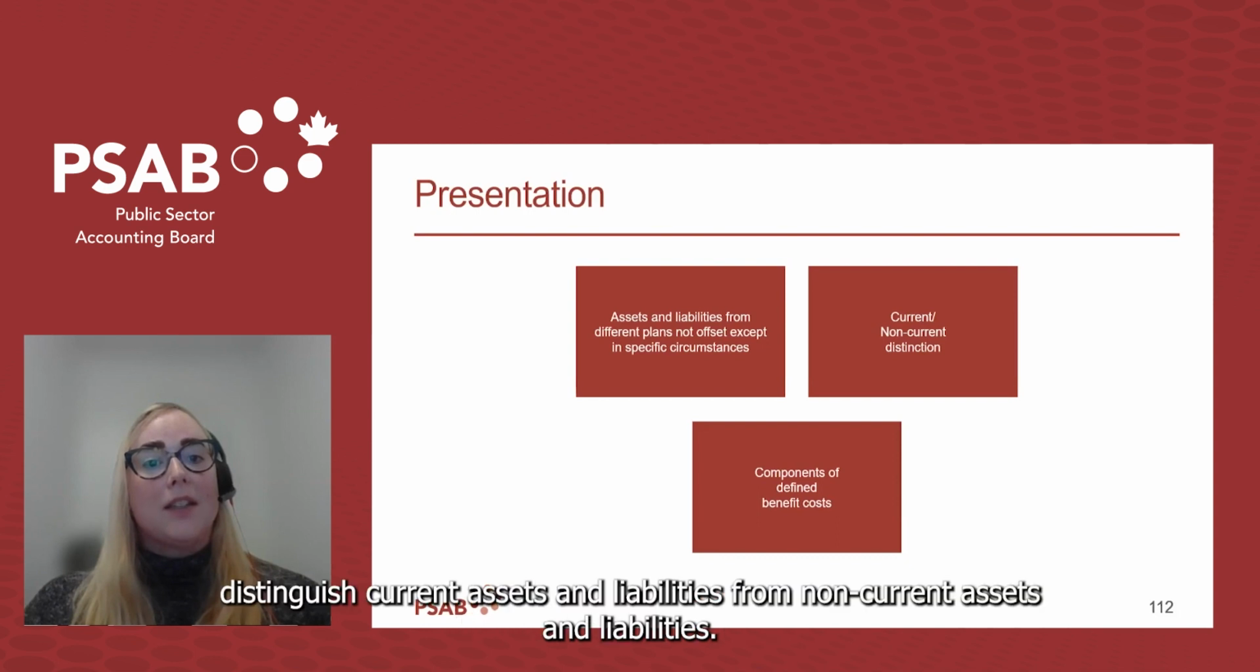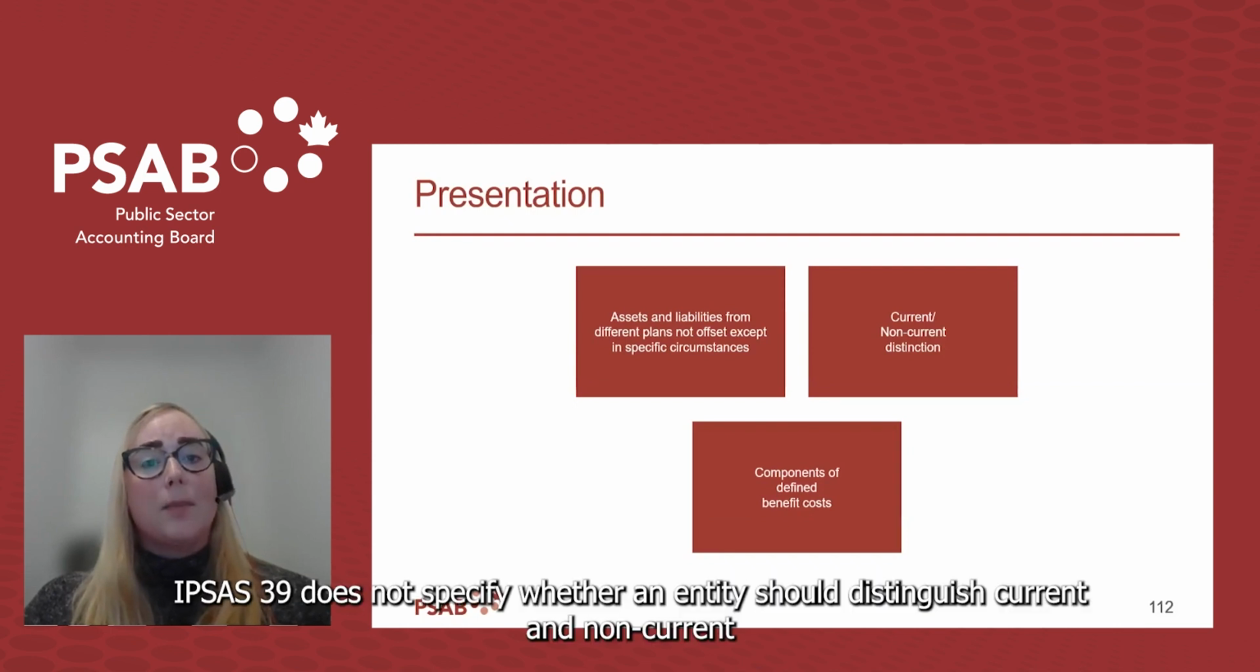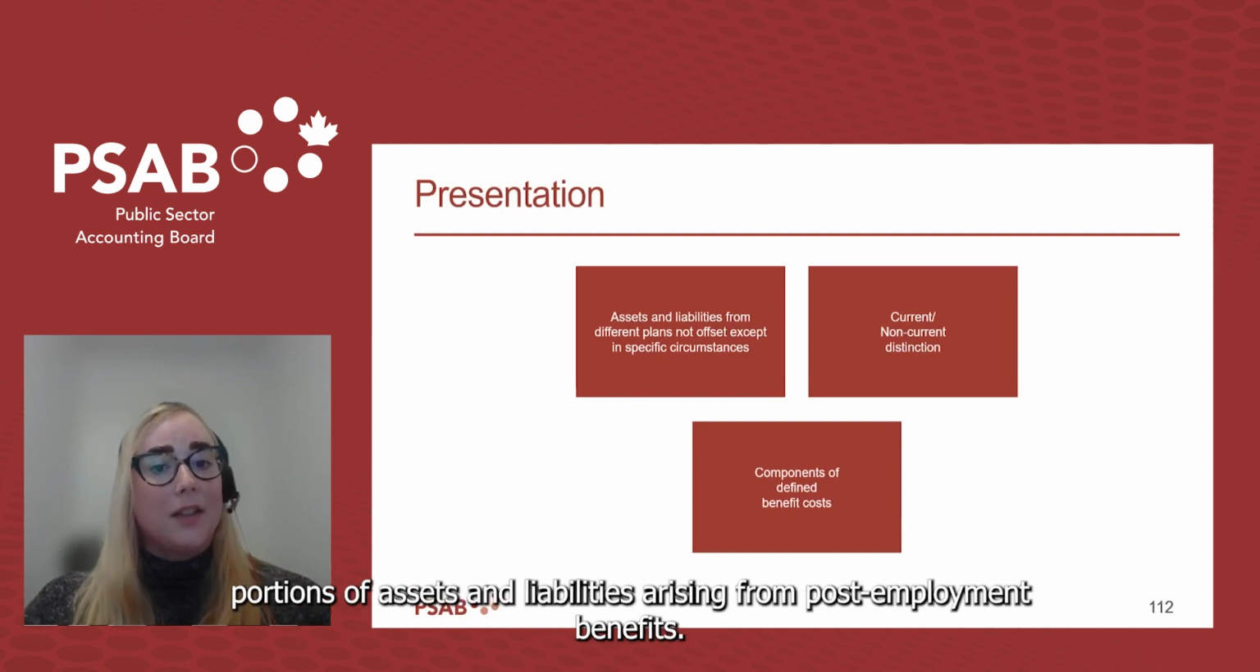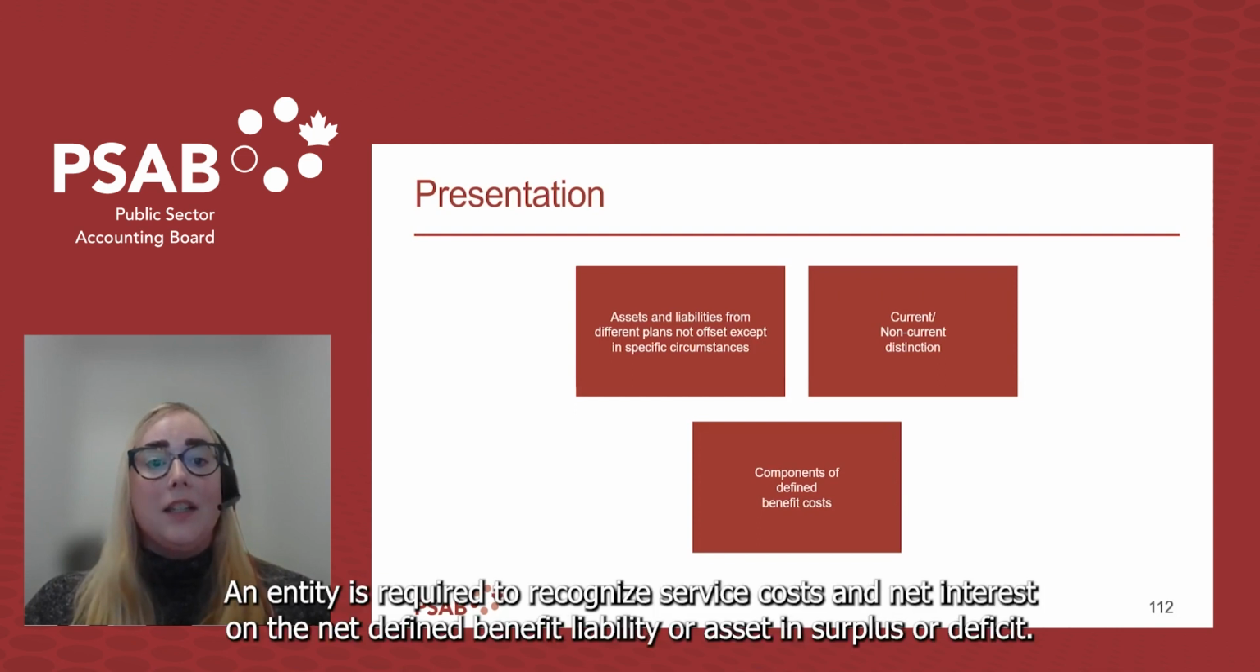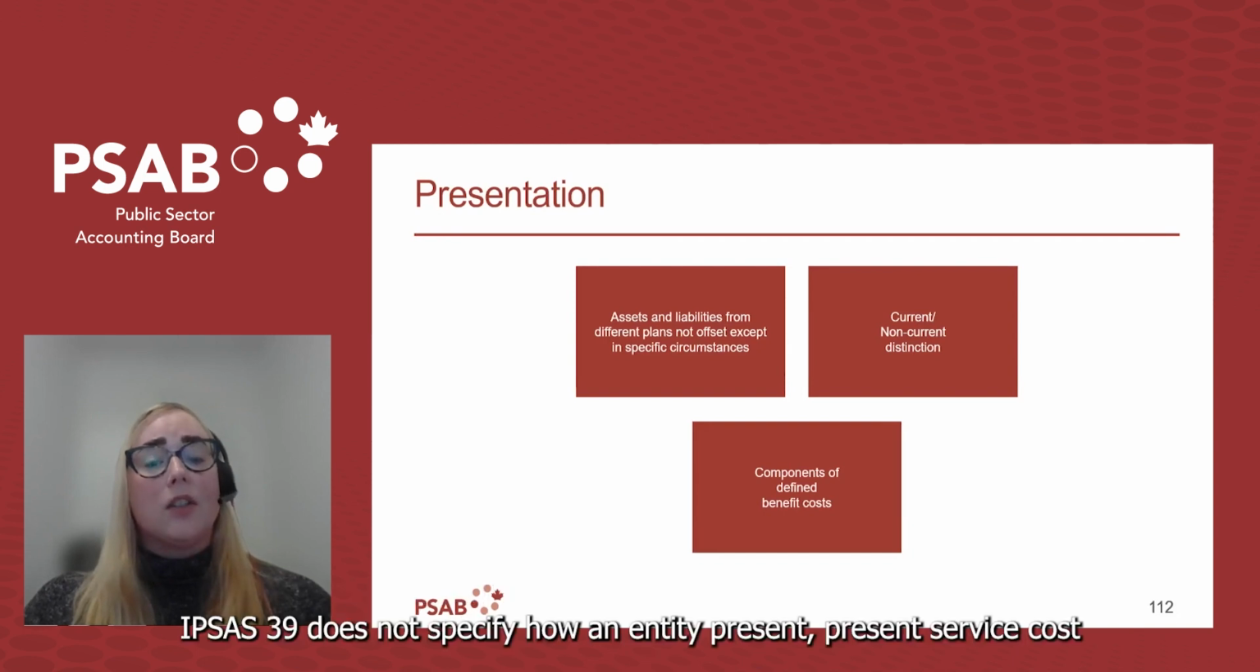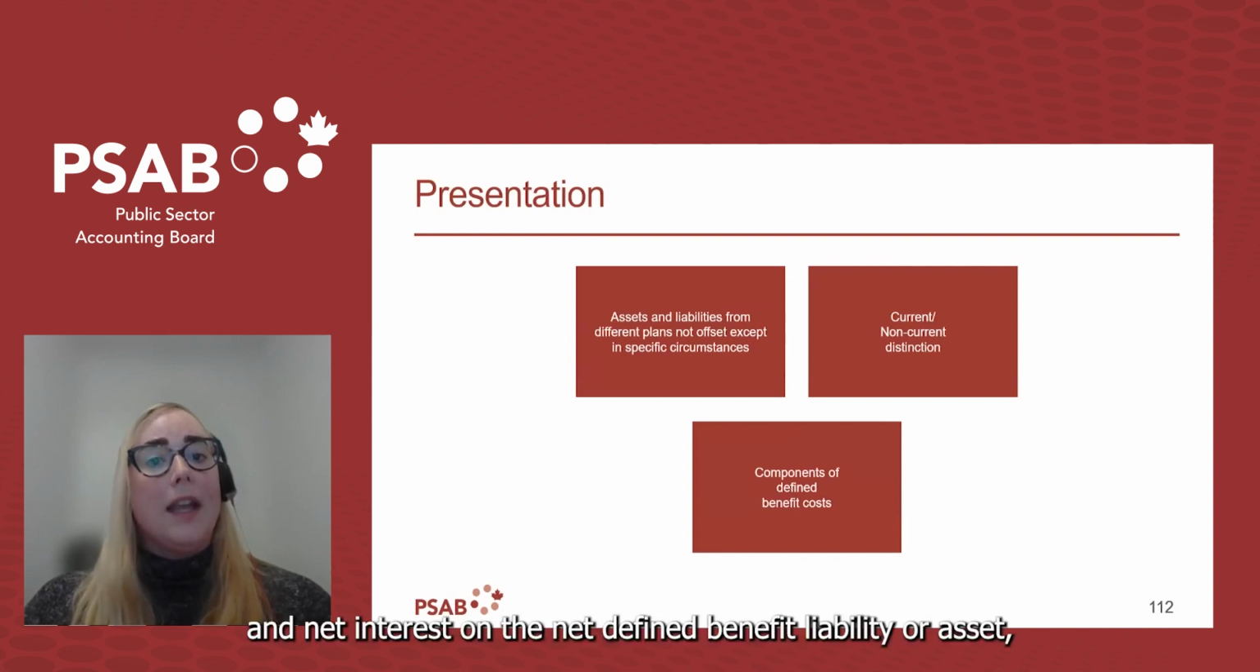Furthermore, some entities distinguish current assets and liabilities from non-current assets and liabilities. IPSAS 39 does not specify whether an entity should distinguish current and non-current portions of assets and liabilities arising from post-employment benefits. An entity is required to recognize service cost and net interest on the net defined benefit liability or asset in surplus or deficit. IPSAS 39 does not specify how an entity should present service cost and net interest on the net defined benefit liability or asset.